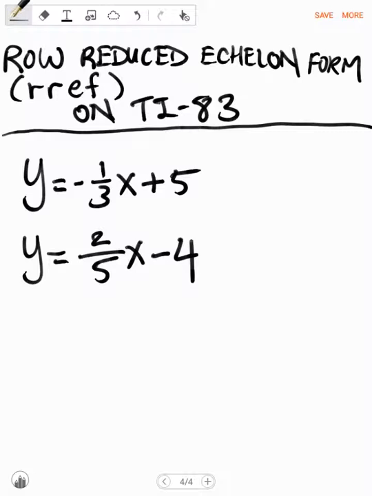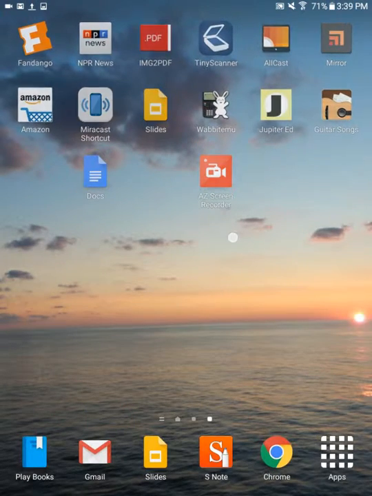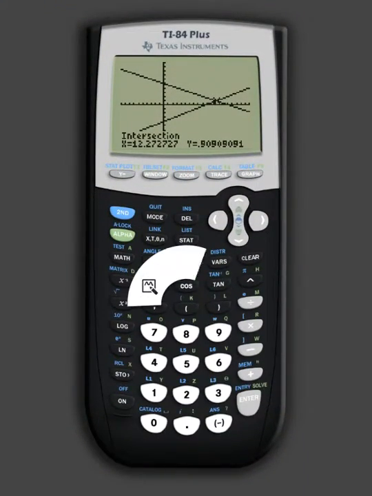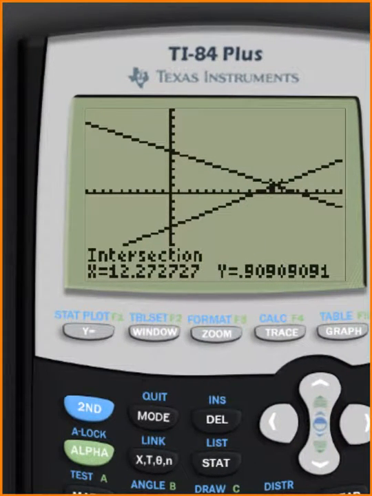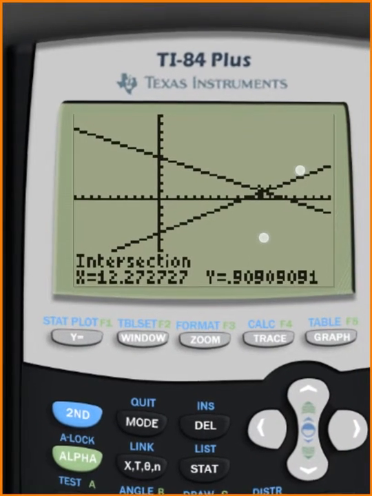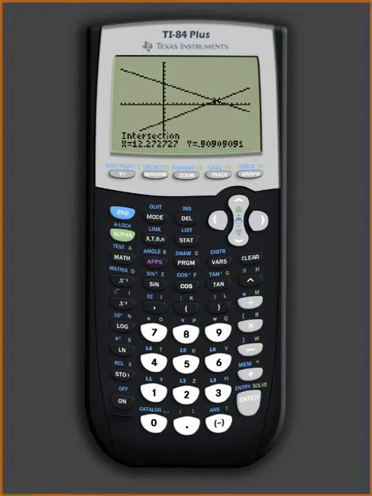You should have this down in your notes already. If not, please take a quick second to jot it down, and then we're going to turn on the calculators. Okay, so here we are. This was what we talked about before, where we found the intersection feature. Notice the answer is still on my screen: x is 12.2727727, and y is 0.0909091. So what can we do to find an exact, fractional answer?